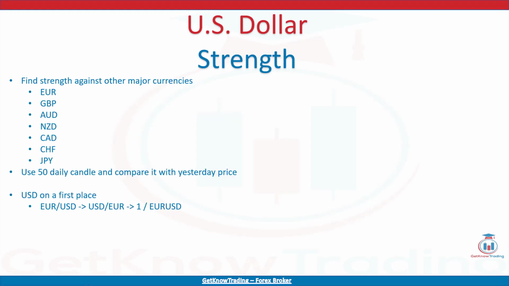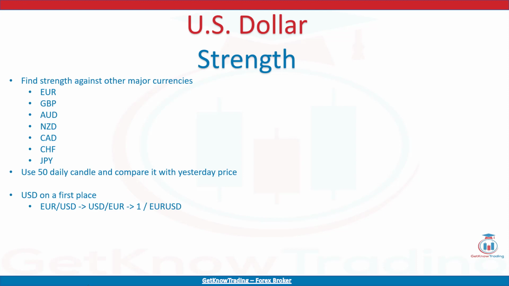To do that, you need to find the strength of a dollar against other major currencies. Those are Euro, GBP, Australian dollar, New Zealand dollar, Canadian dollar, Swiss franc and Japanese yen. When you combine all major pairs with the US dollar, you should use the last 50 daily candles and check the price of each currency pair today and the price 50 days in the past. When you have those two prices, you can calculate the difference between them in percentage.